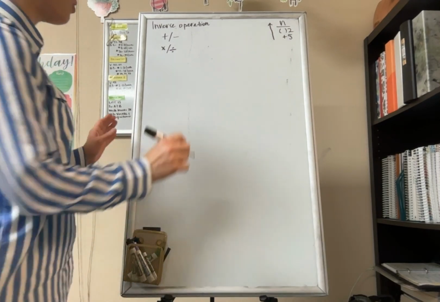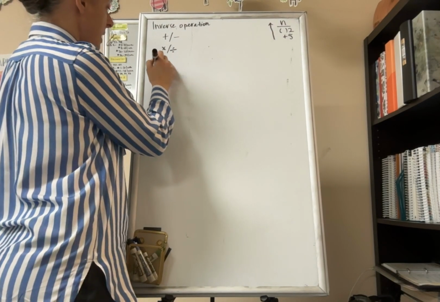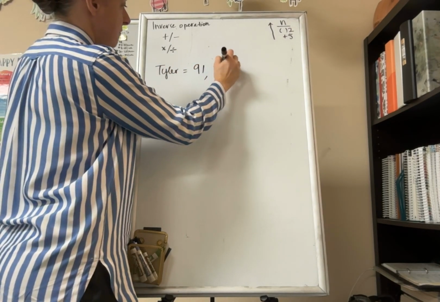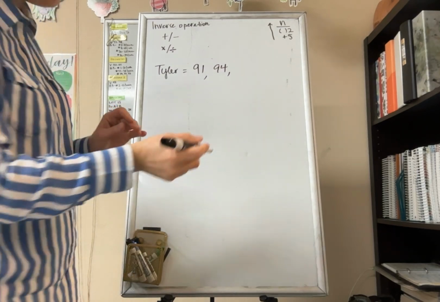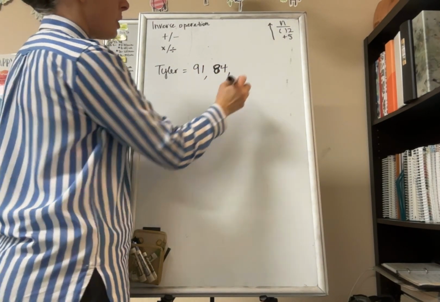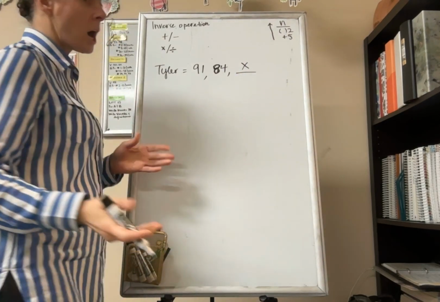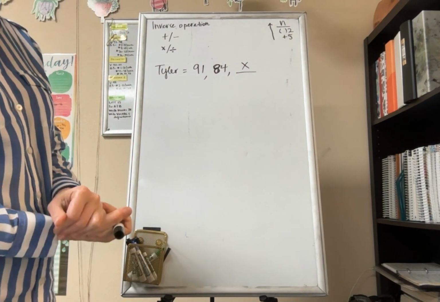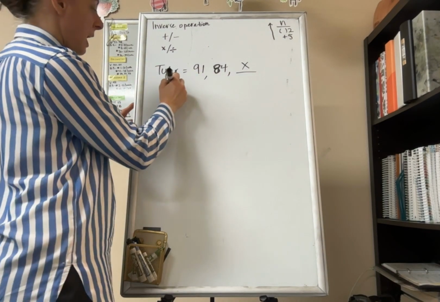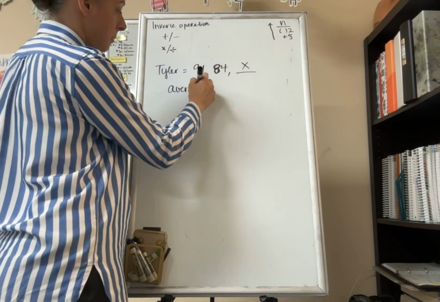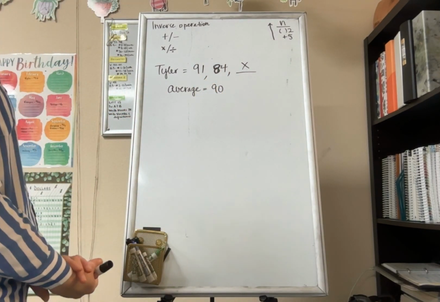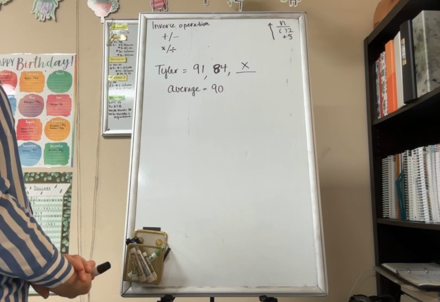So let's think through what we know. Tyler has made a 91 and a, no, 84. A 91 and 84. And on his 3rd test, which is unknown to us, so we're going to say x is his grade right now, he wants those 3 tests to give him an average of 90. So let's think through, how do we find average?